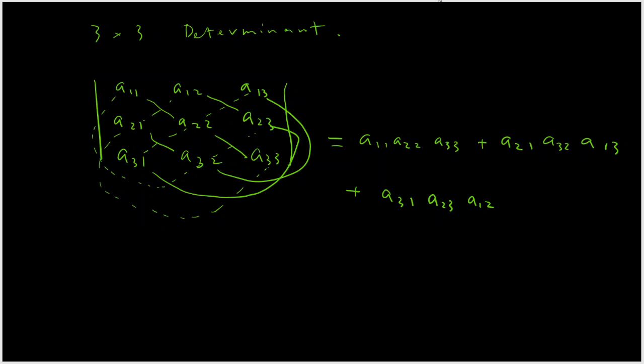And there are three more terms associated with negative signs. Minus. Now let's get the three numbers connected by that dotted line first. A13, A22, and A31. I was talking about the three numbers connected by that dotted line. And then minus, associated with a negative sign, A11, A32, A23.